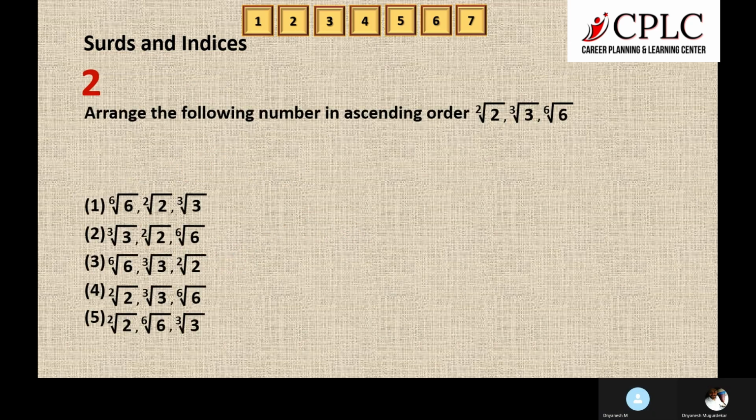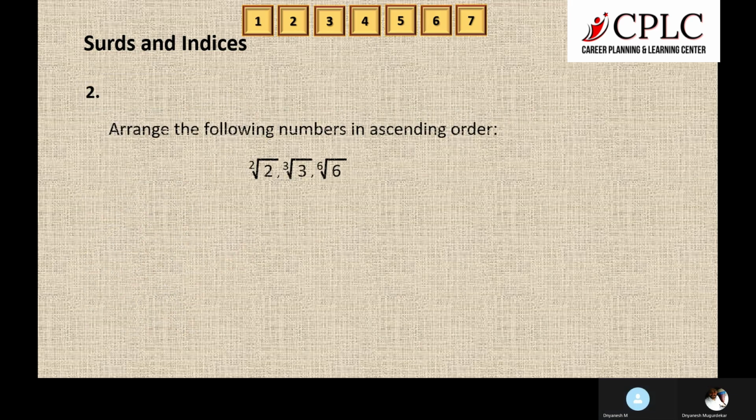Second one, arrange the following numbers in ascending order. So simply you are going to use the formula of the nth root of a. When you do that, the nth root of a is a raised to 1 by n. So square root of 2 will become 2 raised to 1 by 2. Cube root of 3 will become 3 raised to 1 by 3. And sixth root of 6 will become 6 raised to 1 by 6.